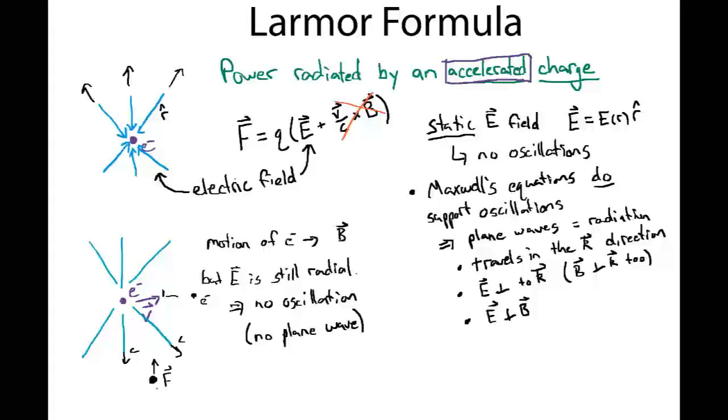So there is no oscillation, and hence no plane wave. There is no radiation from a charge moving at a constant velocity. And in fact, we knew this kind of had to be the case just from special relativity. Special relativity tells us that there is no absolute reference frame. And so whether or not an electron is moving in our reference frame or not shouldn't affect whether or not radiation is produced. Otherwise, that radiation could be used to deduce an absolute reference frame.